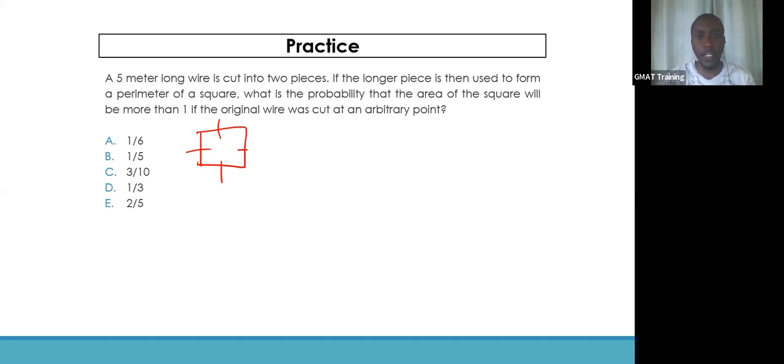What is the probability that the area of this square will be more than 1 if the original wire was cut at an arbitrary point?